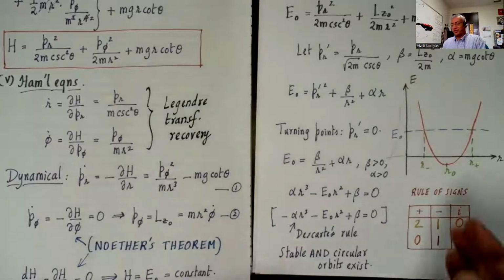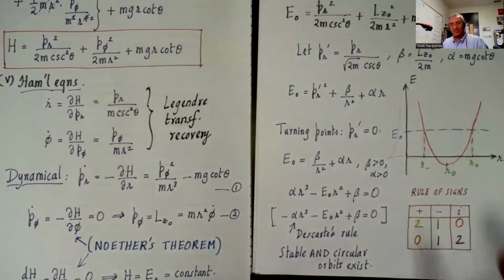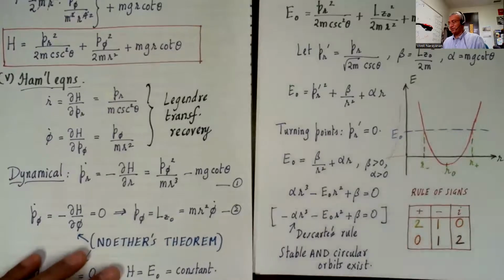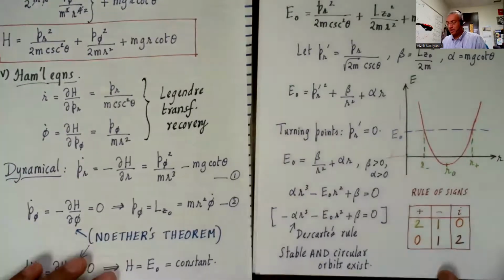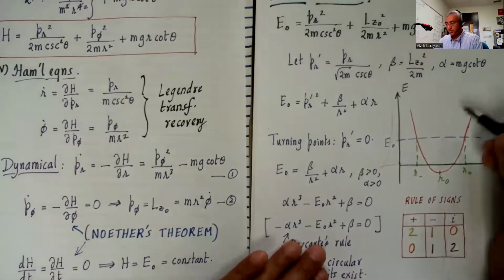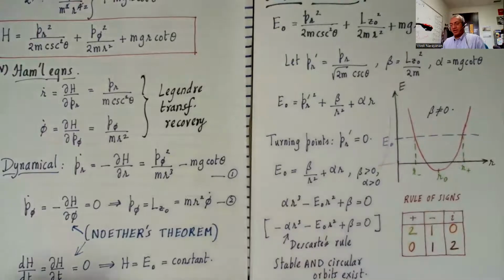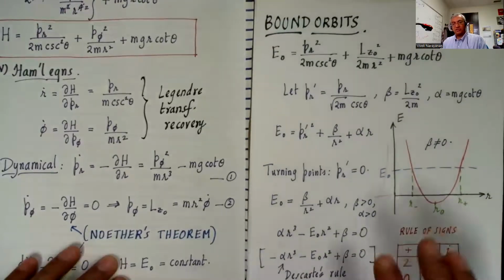You can, of course, simply draw the picture and say, hey, believe it, it exists. But this is a more formal way of looking at it, okay? Now, this is all true for beta not equal to 0. That is to say, the angular momentum is there.